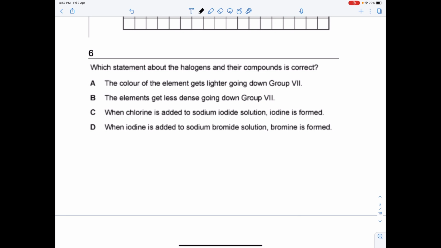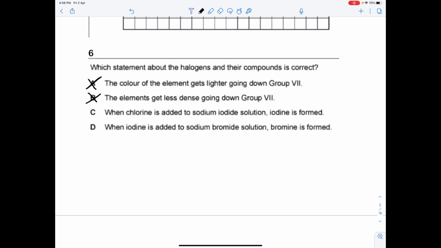Which statement about the halogens and their compounds is correct? The colour of the elements gets lighter as you go down group 7. They get darker. Definitely not. The elements get less dense going down group 7. No, they don't. They get more dense. Everything gets more dense because the elements get bigger.